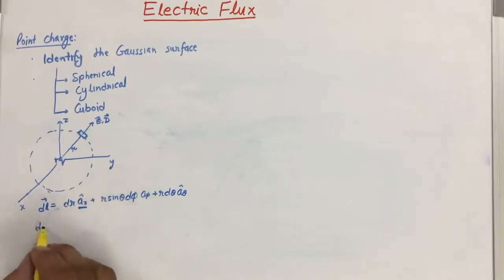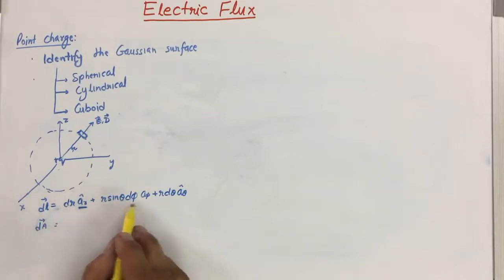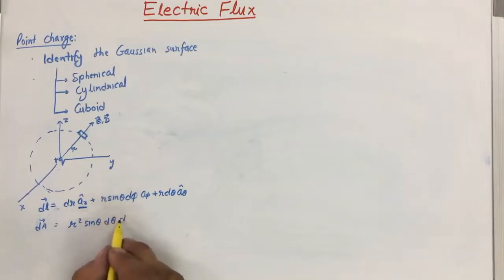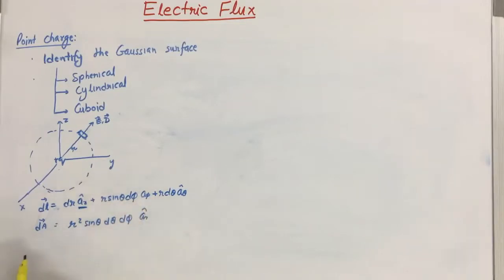So dS, or we can say dA, can be the multiplication of this and this, that is r square sine theta d theta d phi, and the cross product of this will give you a_r. So dA can be r square sine theta d theta d phi in the direction of r, and we know that the charge enclosed will be equal to, according to Gauss law, the integral of D dot dA.